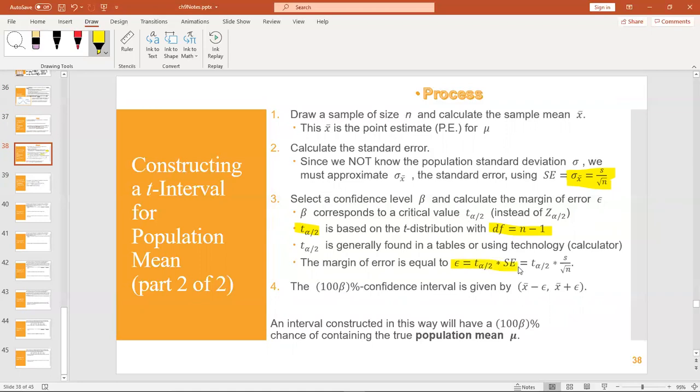The margin of error is t alpha over 2 times the standard error, or t alpha over 2 times the standard deviation divided by root n. Then you make the confidence interval the same way as before: take the mean, subtract your error, take the mean, and add the error. That tells you the range of values that the actual mean is going to be inside of, like 95% of the time, or whatever confidence level you pick.